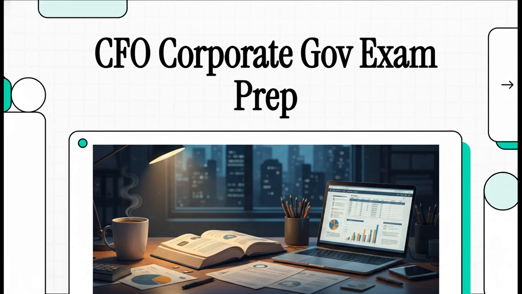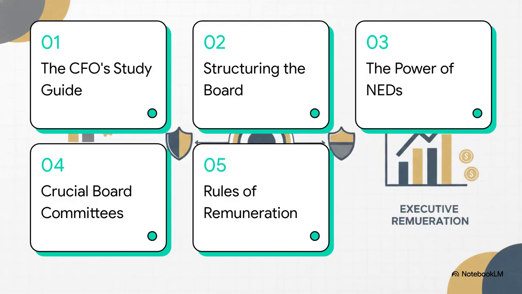We're going to break down the essential structures, look at some pretty dramatic corporate failures, and most importantly, we're going to thoroughly reinforce that crucial English vocabulary you need to master the global language of the boardroom. So let's get you that passing grade, shall we? Here's our game plan for this session. We've got the CFO's study guide, structuring the board, the power of NEDs, crucial board committees, and finally, the rules of remuneration. Okay, let's dive into this.